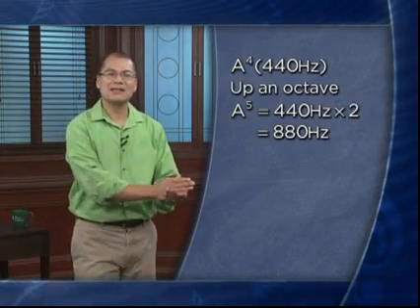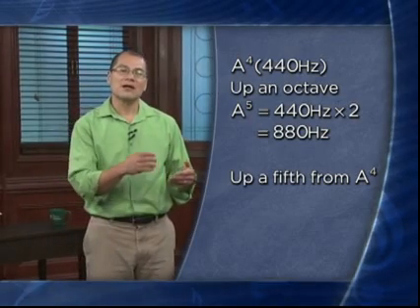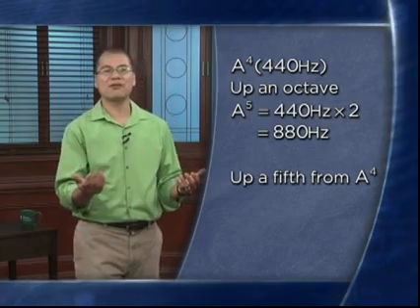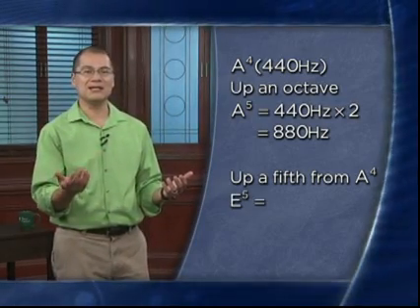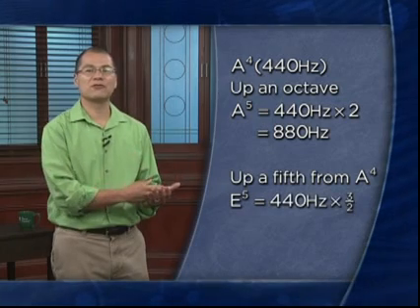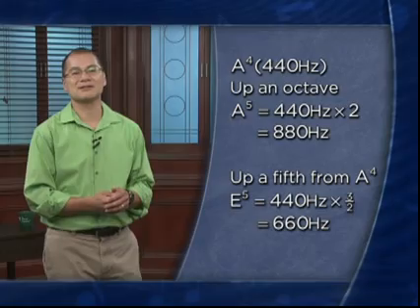If we start back at the A and want to go up a fifth, 7 keys on a piano, that would be the fifth note on the A major scale. And going up a fifth gets us to the note E, E5. To figure out what the frequency of that is, we take 440 hertz and multiply by 3 halves, and we get 660 hertz.